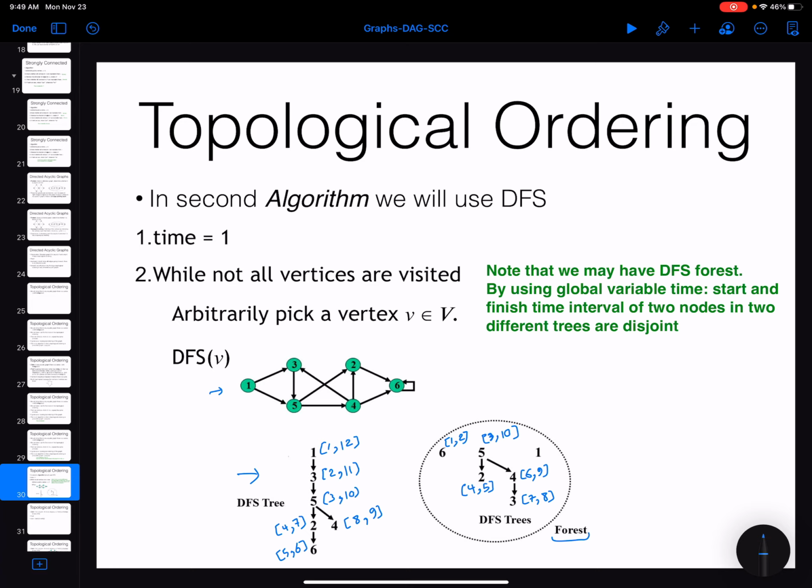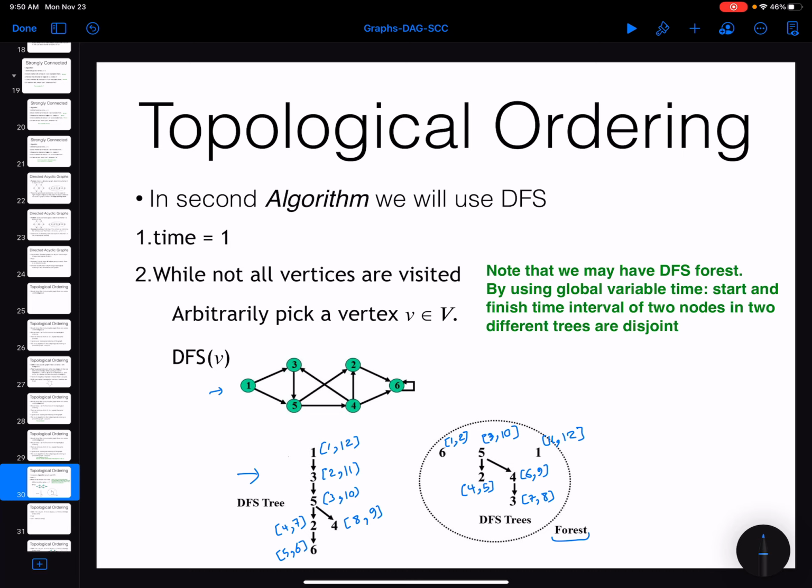Now you reset and run the DFS over another node that hasn't been visited. So there is only one that hasn't been visited. The start time is going to be 11. And there is no other unvisited node to visit from this one, so the finish time is going to be 12.